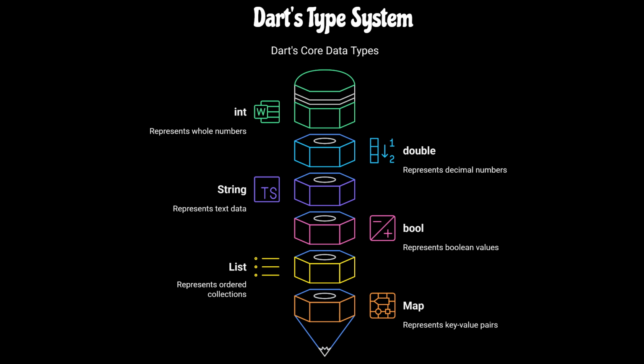You can explicitly declare a variable's type like int age = 25, or let Dart infer the type using var or final. So overall, Dart's type system makes your code safe, predictable, and much easier to maintain.